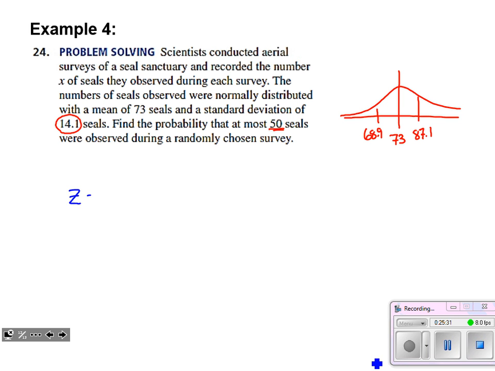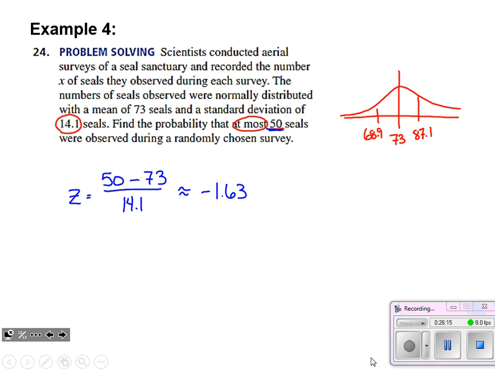All right, so our z-score is going to equal the x value here, the 50 seals, minus our mean of 73, over our standard deviation of 14.1, and we get a z-score that is approximately negative 1.63. Okay, now remember, the table that we're using is answering the probability of less than this. So using the z-score, this at most is the same thing as less than or equal to, so we don't have to adjust the decimal that we will get.